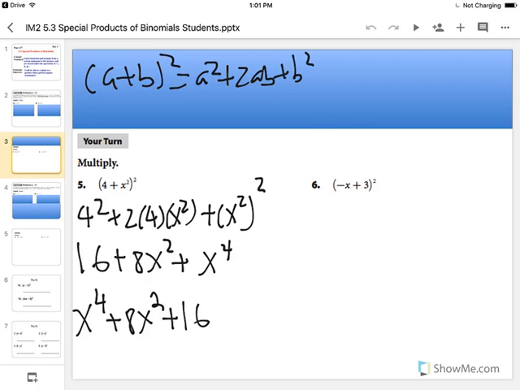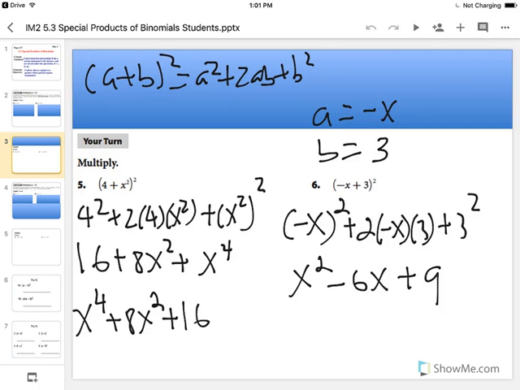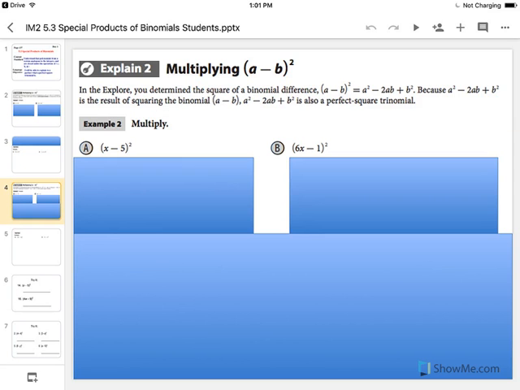For number 6, be careful that your a is now a negative x, so b is a positive 3. Whenever you work with a negative, make sure that you always use the parentheses. When we square a negative, it becomes a positive, so it gives us x squared, and 2 times a negative x and a positive 3 gives us a negative 6x, and 3 squared gives us 9. When you use this, make sure that you pay attention to the negative variable. Let's try number 4.